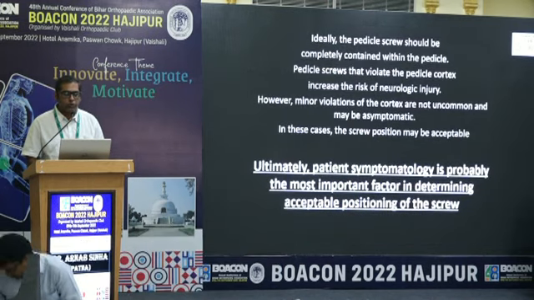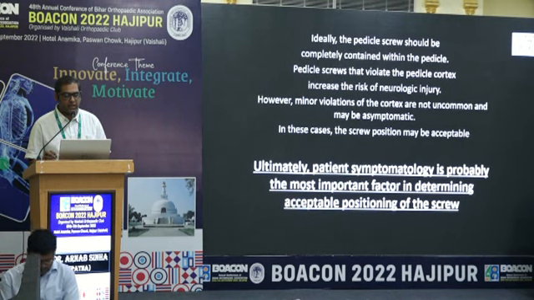Ideally, the pedicle screw should be completely contained within the pedicle. Pedicle screws that violate the pedicle cortex increase the risk of neurological injury. However, minor violations of the cortex are not uncommon and may be asymptomatic. In these cases, the screw position may be acceptable.